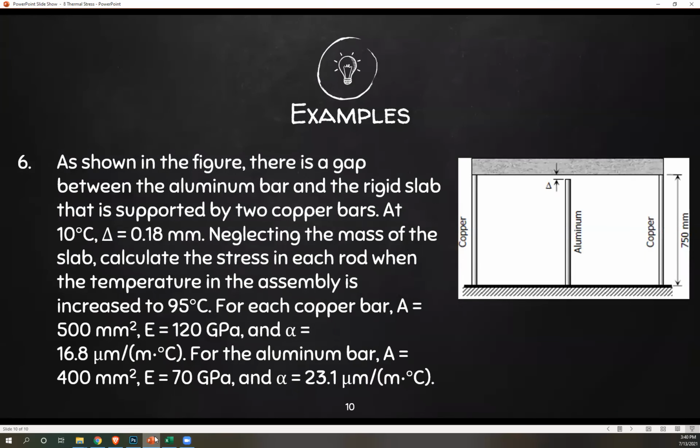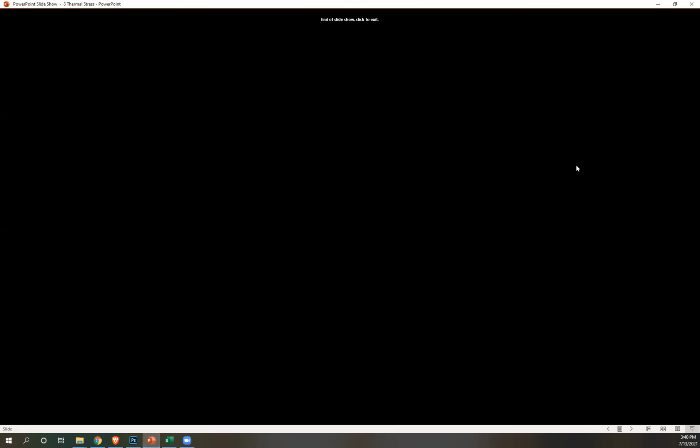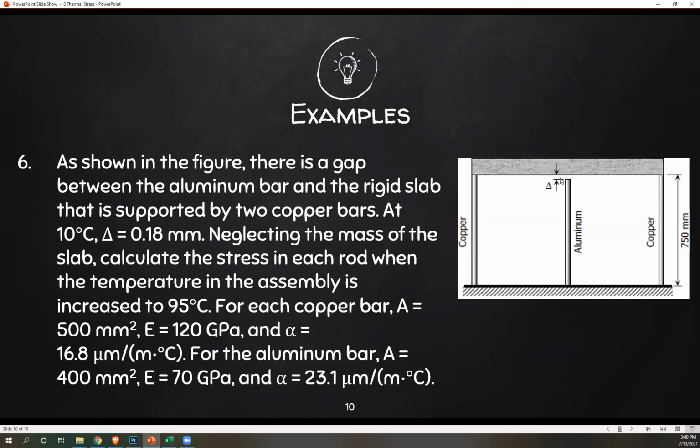As shown in the figure, there is a gap between the aluminum bar and the rigid slab that is supported by 2 copper bars at 10 degrees Celsius, and your delta is 0.18 millimeters. So you have your rigid slab. There's a gap here of 0.18 millimeters. So this slab originally is being held up by your copper bars. Neglecting the mass of the slab, calculate the stress in each rod when the temperature in the assembly is increased to 95 degrees Celsius. And then for each copper bar, you have the following properties as well as for your aluminum.